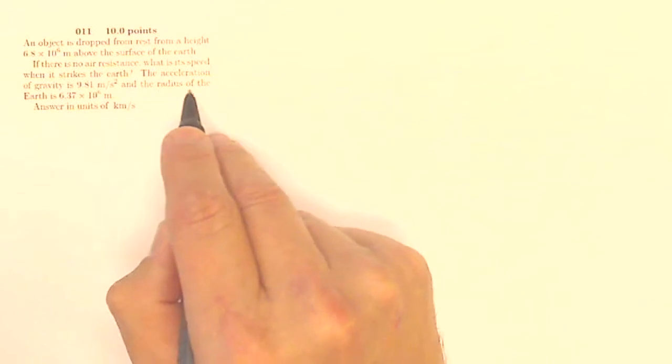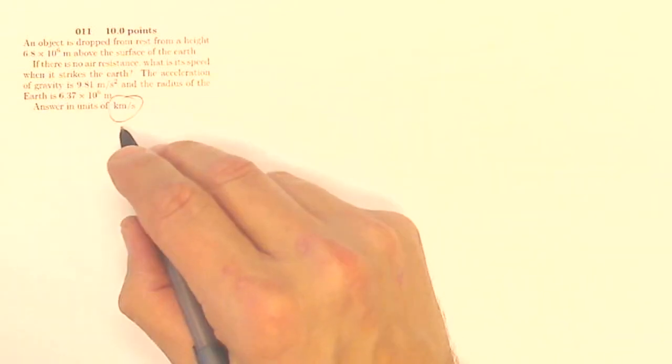An object is dropped from rest from a height of 6.8 times 10 to the 6th meters above the surface of the Earth. If there is no air resistance, what is its speed when it strikes the Earth? The acceleration of gravity is that. The radius of the Earth is this. Answer in units of kilometers per second.